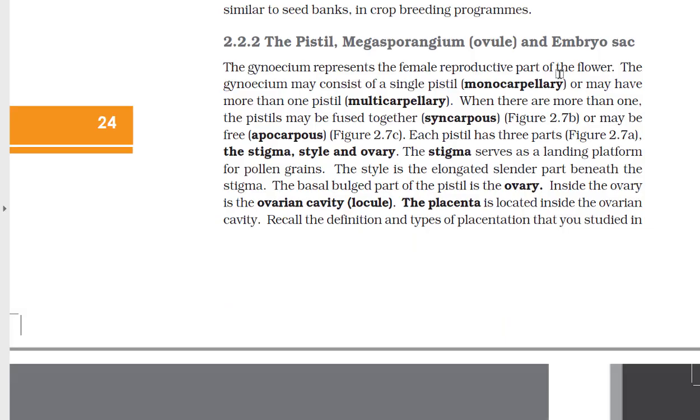Another important point is given in the NCERT, the term ovarian cavity. So what is ovarian cavity? यहाँ पे जो आपका ovary रहता है, ovary के अंदर के जो locule रहते हैं, या ovary के अंदर का जो space रहता है, उसे हम लोग ovarian cavity बोलते हैं. और जो आपका placenta रहता है, that is present inside that ovarian cavity. I hope you are clear.